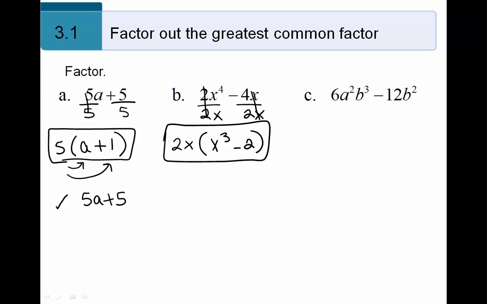C, another binomial. The GCF of 6 and 12 is 6. Notice they don't both have an a term, or the variable a, so that can't be part of the GCF. The GCF of b cubed and b squared is b squared. So now I'll divide each of these by 6b squared. I will get a squared b minus 2.